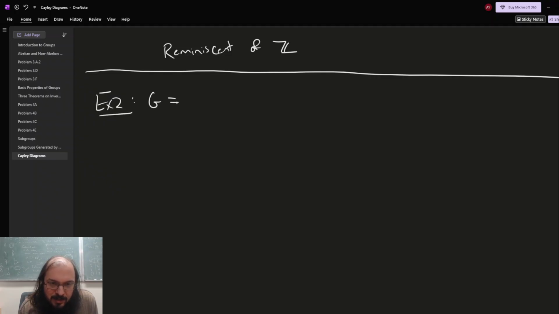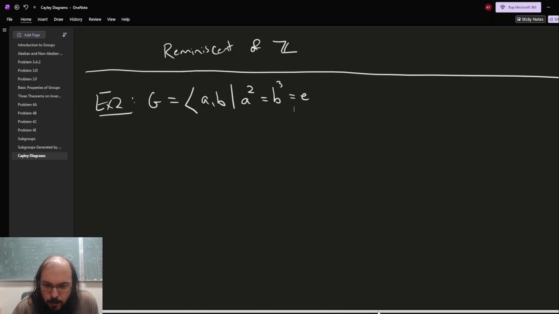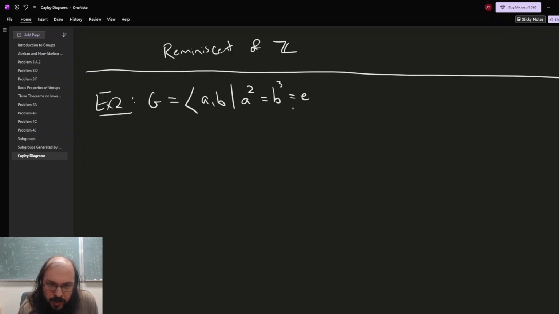Let's look at the group we looked at last time. That group had two generators and it was subject to some rules, such as a squared equals b cubed equals e. I don't know if we said this previously, so it's worth taking a moment to point out some terminology. When you have this situation where an element to a power gets you back to the identity, we call that the order of the element. So we would say that a has order 2 and b has order 3 because, e.g., b cubed equals e.